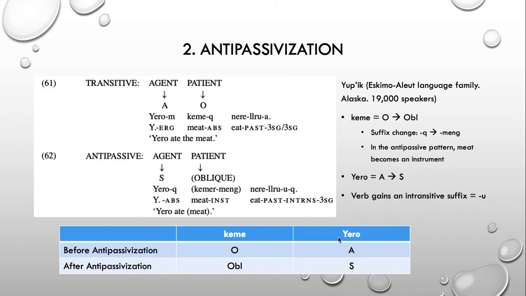Here's another example from Yupik. In this one, the verb gains an intransitive suffix u that causes the anti-passivization, as the object meat also gains its own suffix that causes it to become intransitive and therefore an oblique.